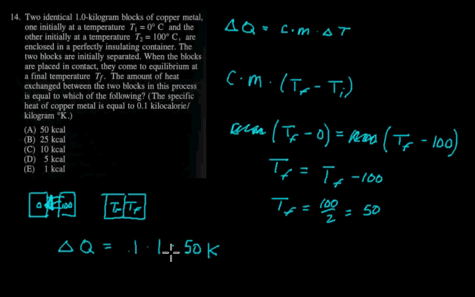I'm sorry I'm being long-winded about it, but these units are just fine. It's just a straight multiplication here. 0.1 times 50 gives me a 5, and that is 5 kilocalories, and that's the answer that we're looking for.